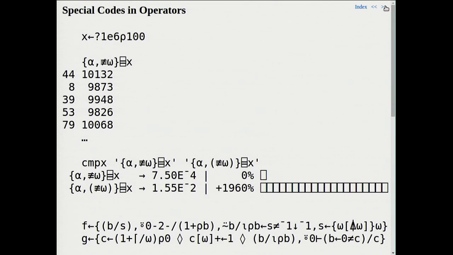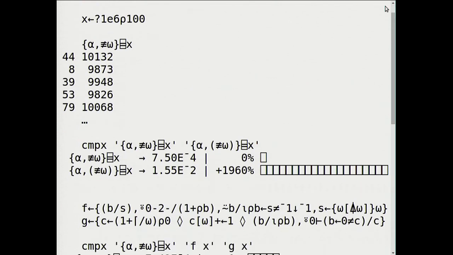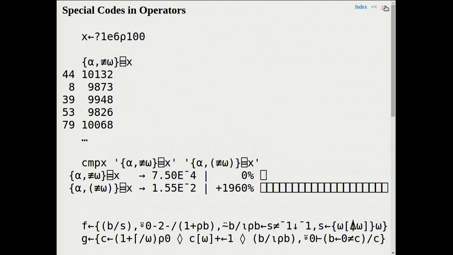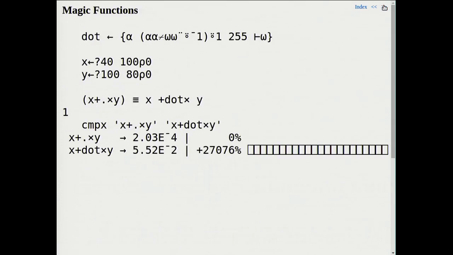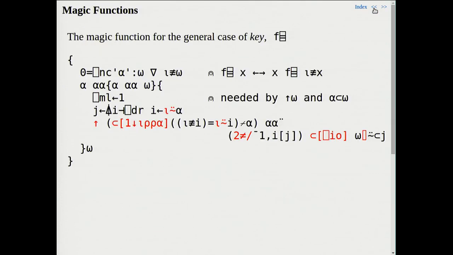What about the general case of the key operator? The answer is magic functions. What is a magic function? A magic function is an APL-coded computation in the C source of the interpreter. In particular, it's defun, and by that, I include D operators. So this is a D operator that implements the key primitive.